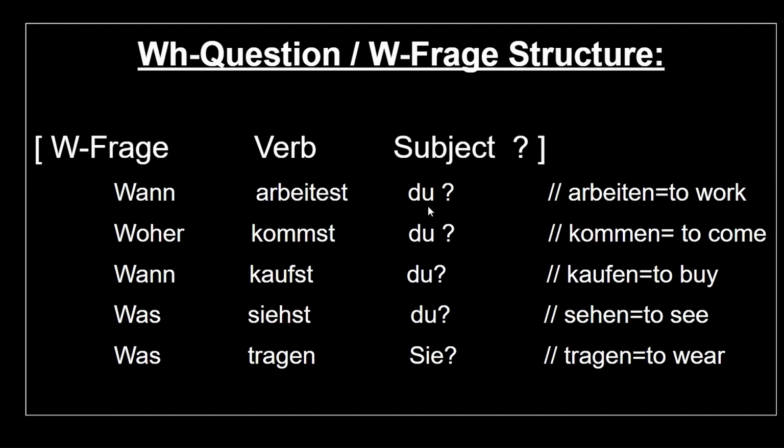So, wann arbeitest du? Here, arbeiten means to work. So, that means when you work. In English, we would interpret this as when do you work? Do is something implicit, but then this is the German way of asking. Yeah, and then we have to get used to it. Similarly, woher kommst du? Woher means from where, kommst means to come, du means you. So, from where you come.